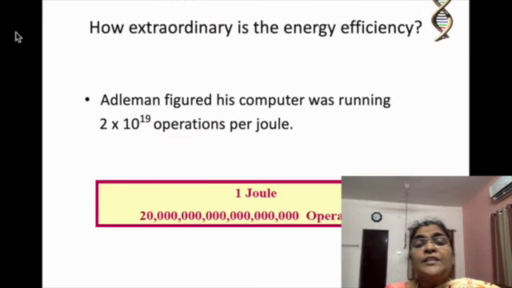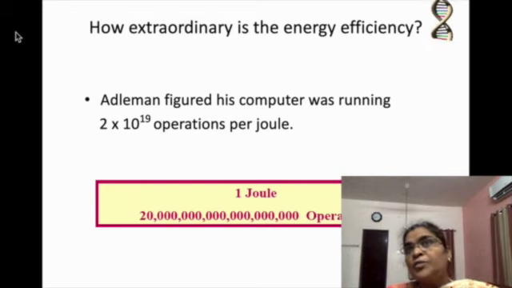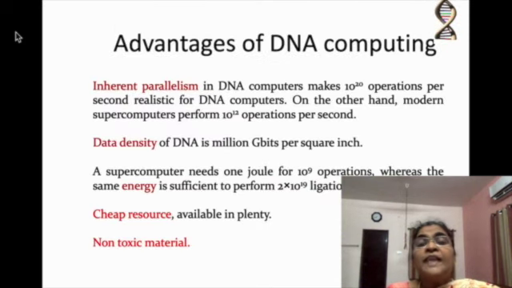And energy efficiency: Adleman, the father of the DNA computer, has shown that 2 x 10^19 operations per joule can be carried out. So it has very high density of storage, massive parallelism, and energy efficiency. These are the advantages of the DNA computer.